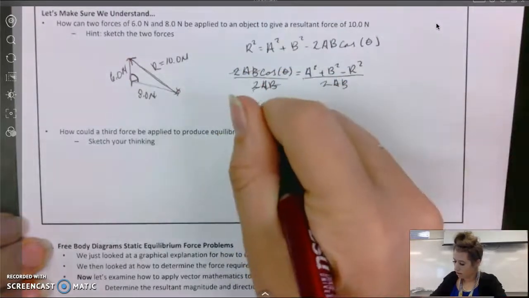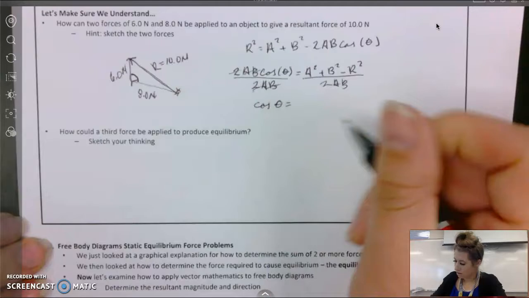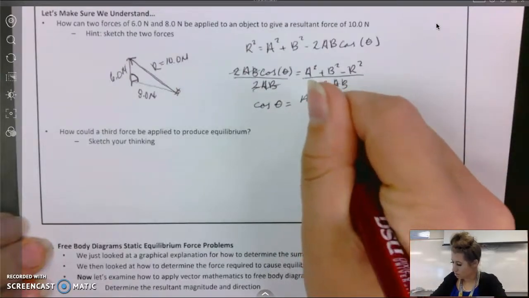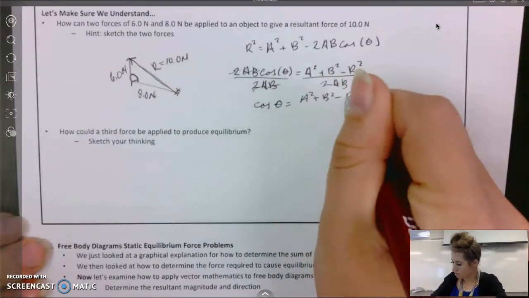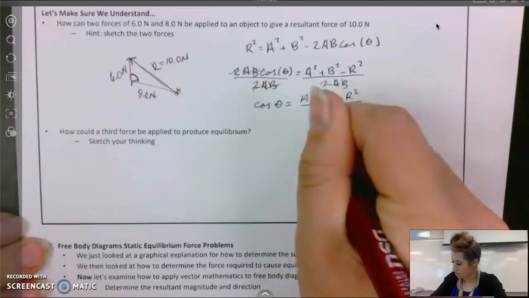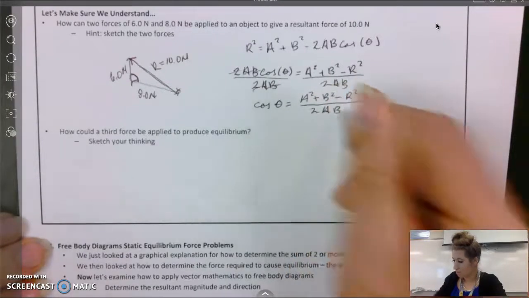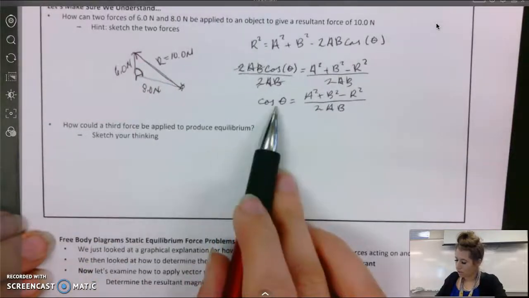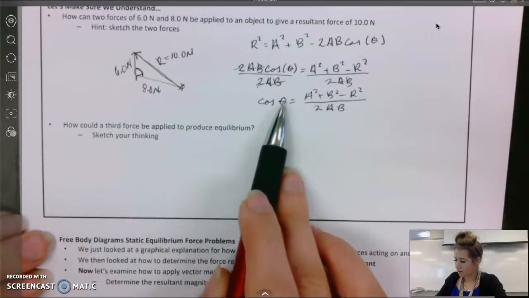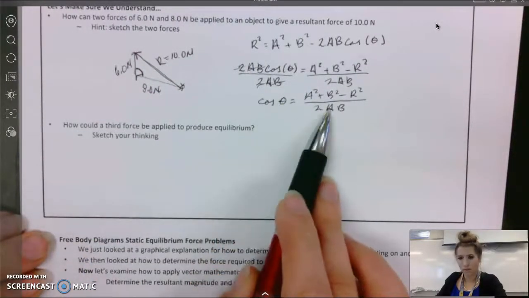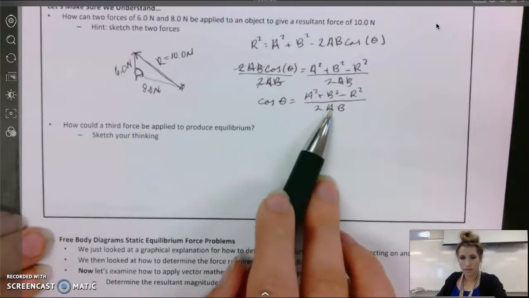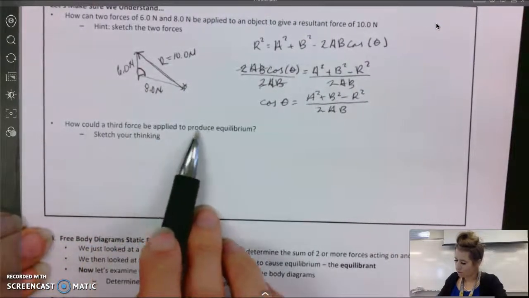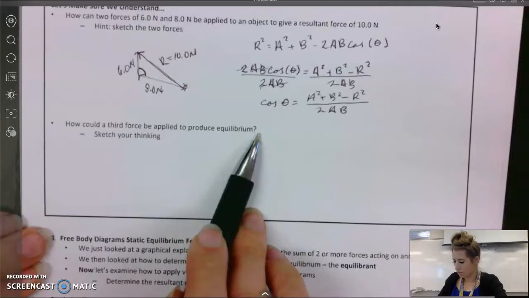So the cosine of theta would equal a squared plus b squared minus r squared divided by 2ab. And then if we want to figure out what theta is, then we just do inverse cosine of that. Okay. How could a third force be applied to produce an equilibrium?